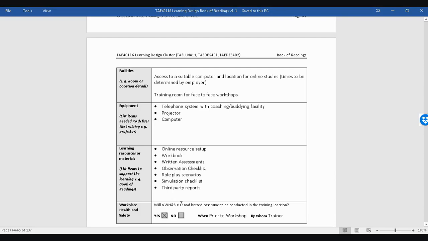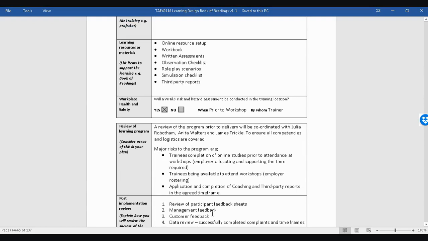Will a work health and safety risk and hazard assessment be conducted in the training location? In this case, we've ticked yes prior to the workshop by trainer. I'd suggest there should always be some strategy in place here, so you've got a yes and to when and by whom is going to be undertaking the WHS assessment.